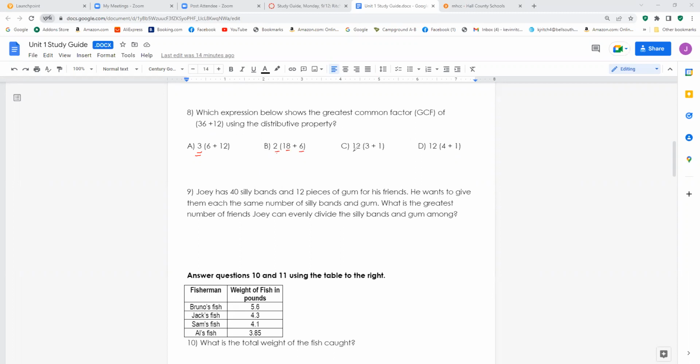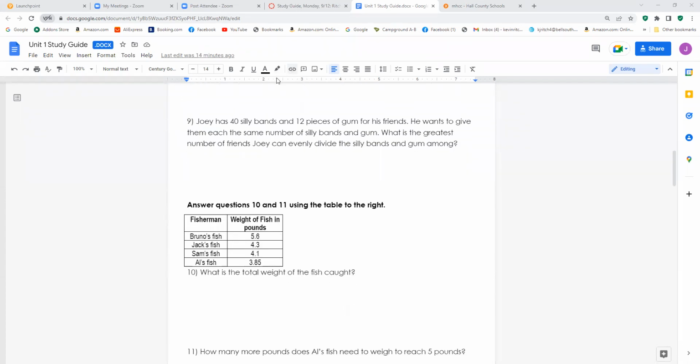But let's look at C. C and D both pull out a 12. So if I divide 36 by 12, I get 3. And if I divide 12 by 12, I get 1. So I know if I pull out a 12, I should get, in parentheses, 3 plus 1. So C is the best answer.